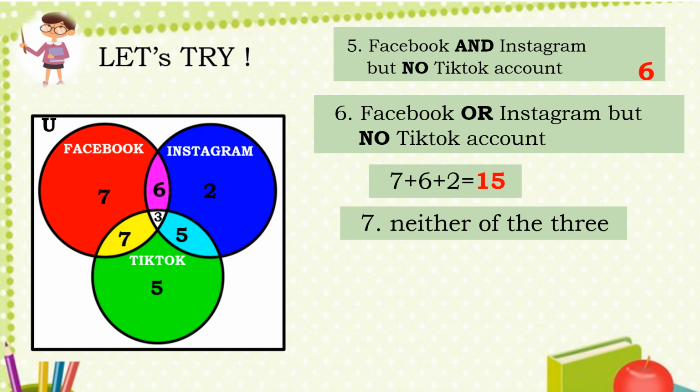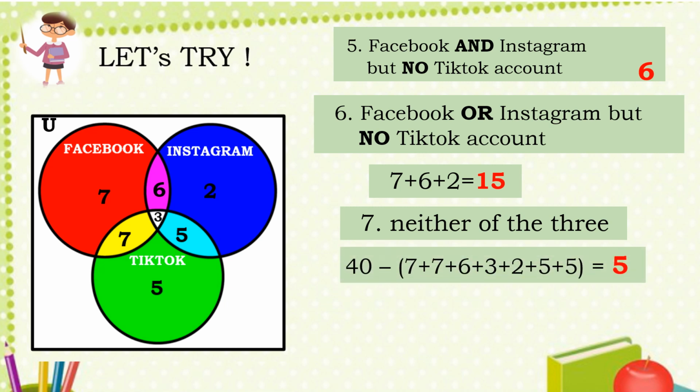Next, neither of the three. But there were 40 interviewed, no? So, lahat ng cardinal numbers na nasa loob ng 3 variables natin, i-add natin. 7 plus 7 plus 6 plus 3 plus 2 plus 5 plus 5. Then, subtract it from 40. Since 40 were interviewed. So, 40 minus, yung sum nila is 35 equals 5. So, the answer is 5.